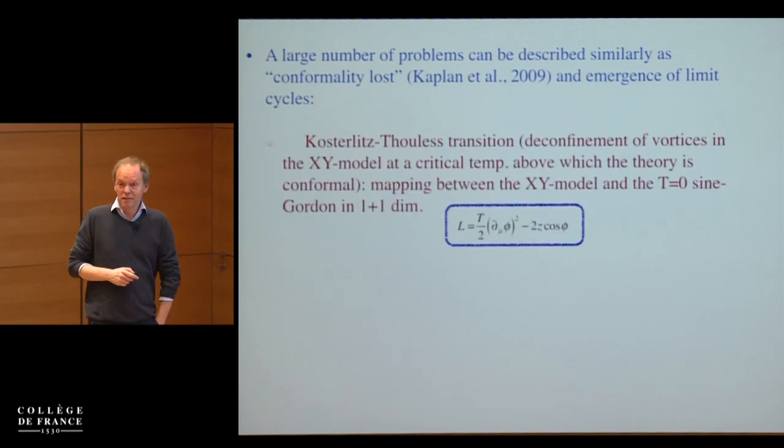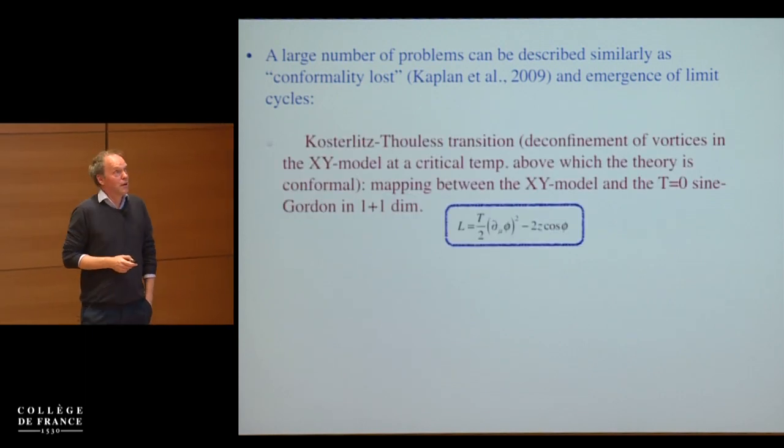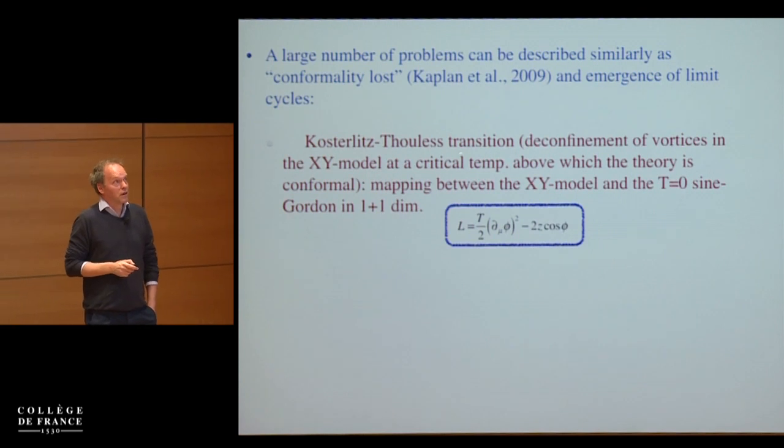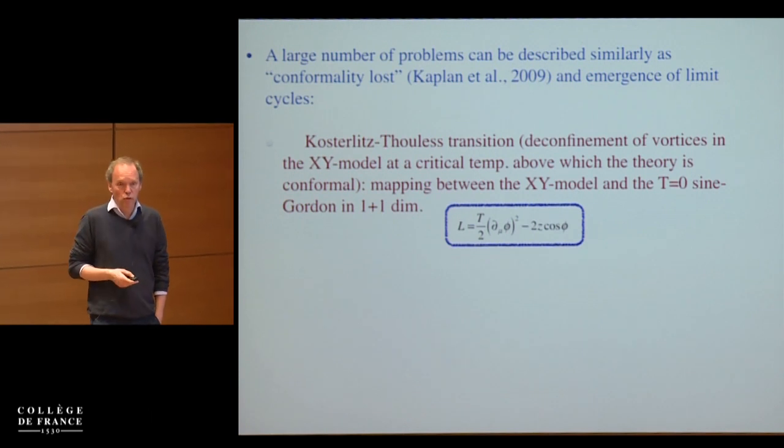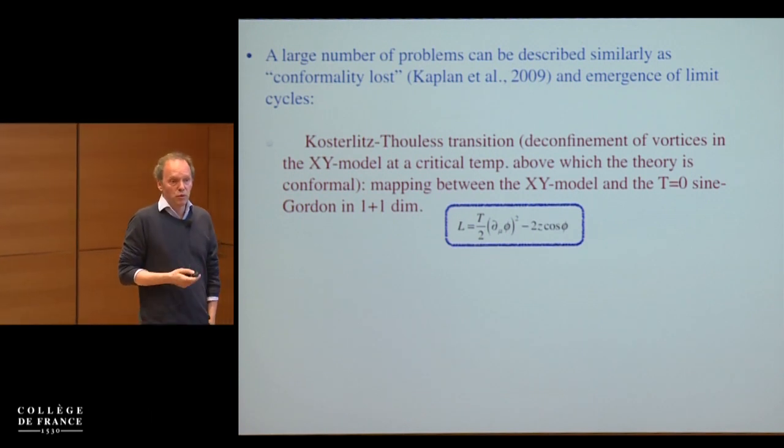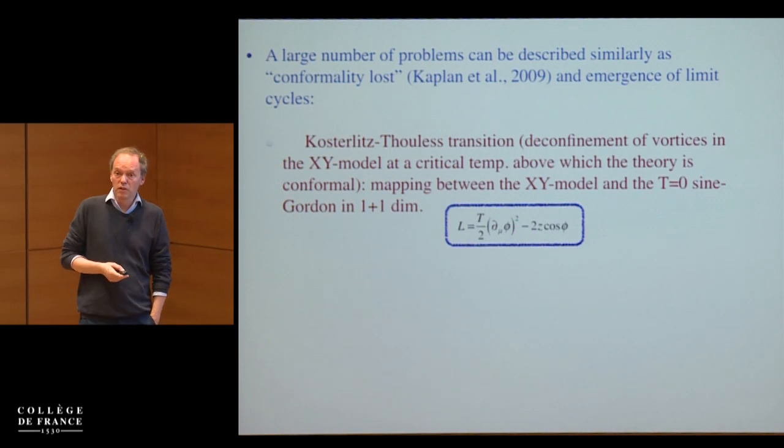One example, in fact, is the Kosterlitz-Thouless transition. I remind you that the Kosterlitz-Thouless transition is the deconfinement of vortices in the XY model at a given critical temperature, above which the theory is conformal. And by mapping this XY model to the t equal to 0 sine-Gordon problem in 1 + 1 dimension, given by this Lagrangian, you can show that there is also a breaking of continuous scale invariance into a discrete one.